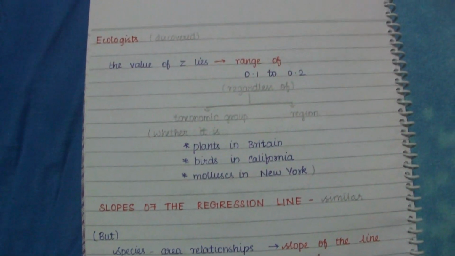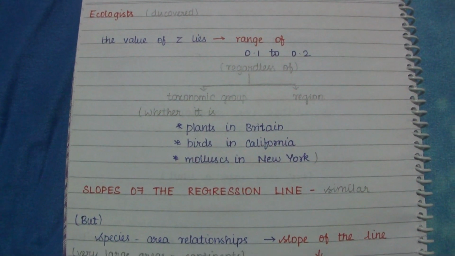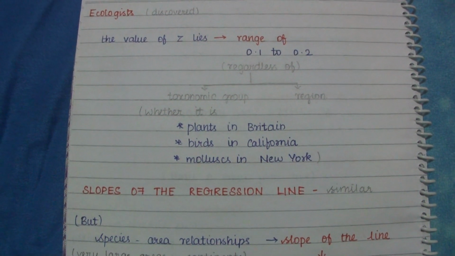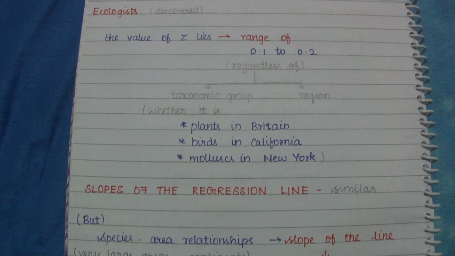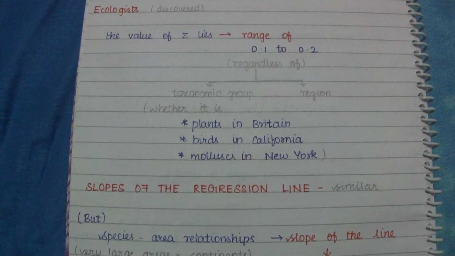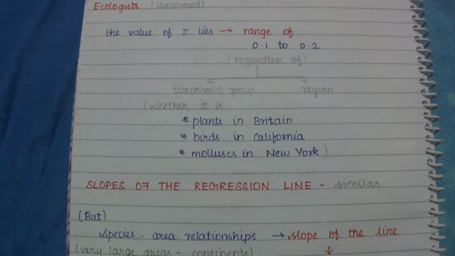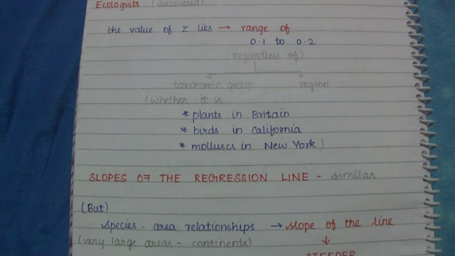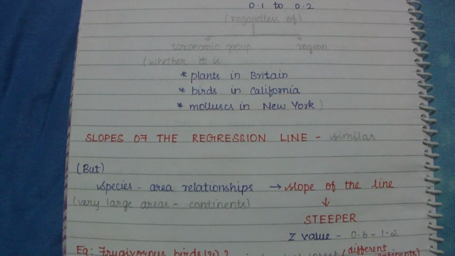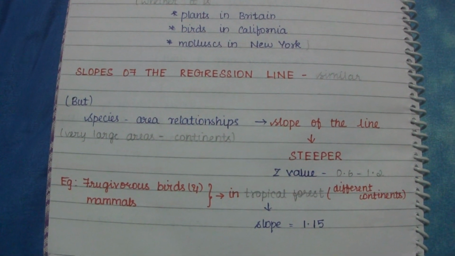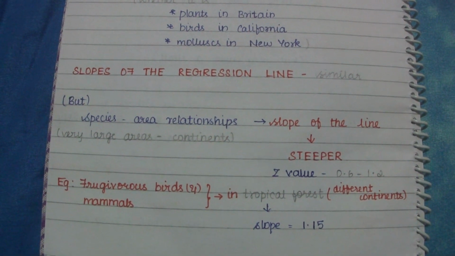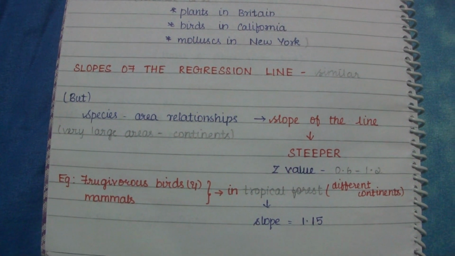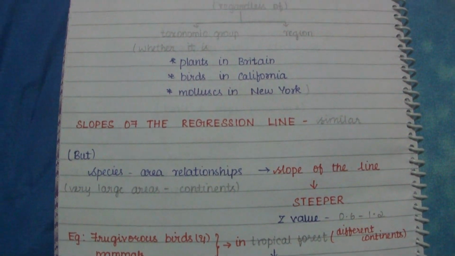The important thing is that the value of Z, according to the ecologists' earlier discovery, was in the range of 0.1 to 0.2, regardless of taxonomic group or region, whether plants, birds or mollusks of different countries. So the slopes of the regression lines are always similar. But when we take large areas, the Z value becomes steeper and ranges between 0.6 and 1.2. Thank you.